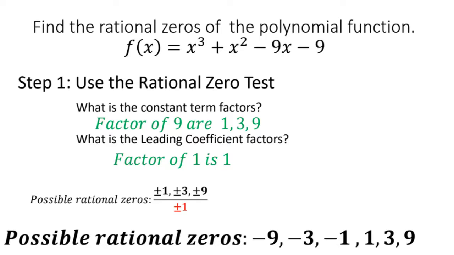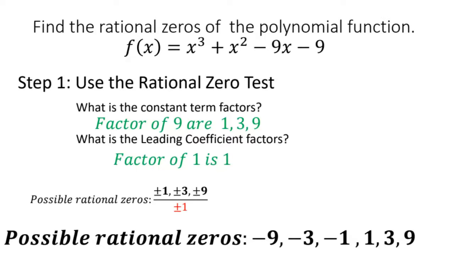And the rational zero test says that you get the factors of the constant divided by the factors of the leading coefficient. Now, you don't worry about the signs. You don't worry if they're positive or negative, because we're going to be looking at both positive and negative. So we're just looking at the values of the constant and the value of the leading coefficient.